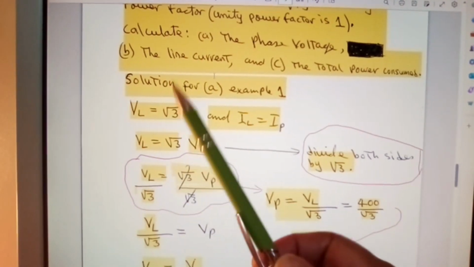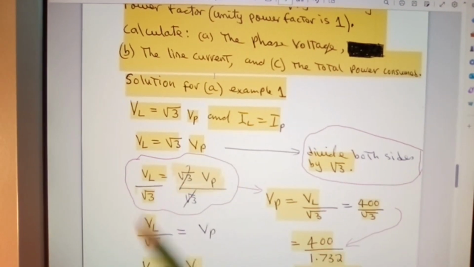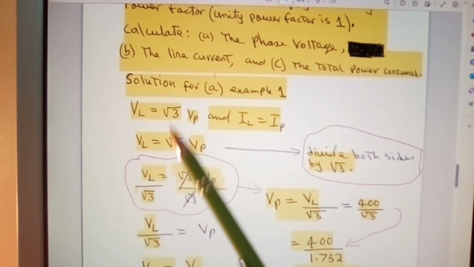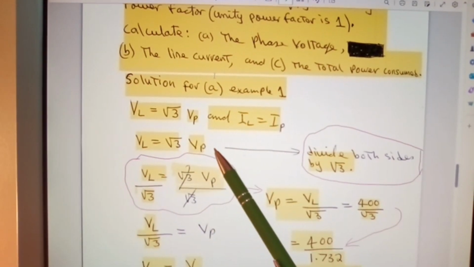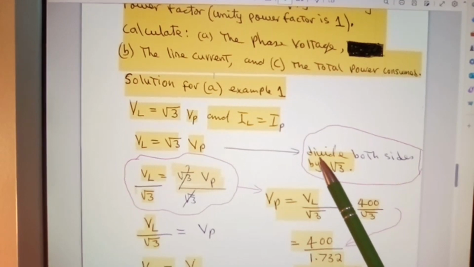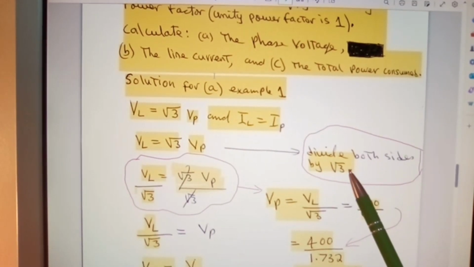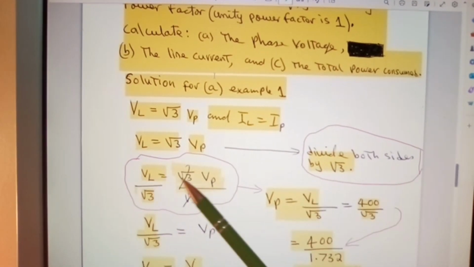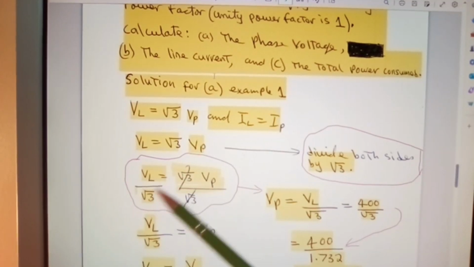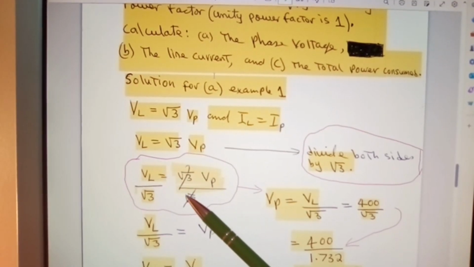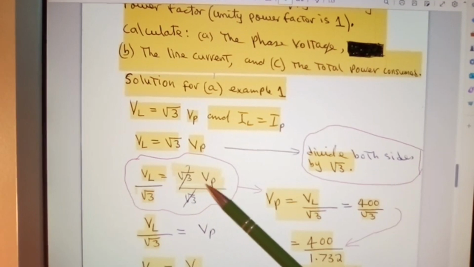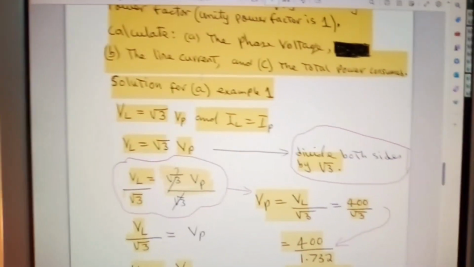So VL equals square root of 3 VP. Again, I'm just repeating here, and I'm now drawing my line here too. So here we divide both sides by square root of 3. And this is what I've done here. That cancels out. That leaves me VP equals VL over square root of 3.